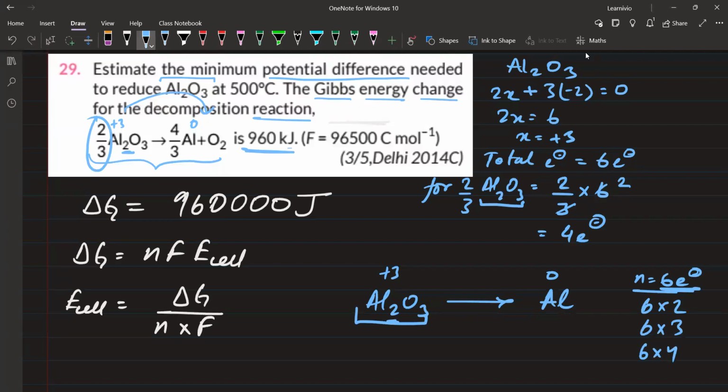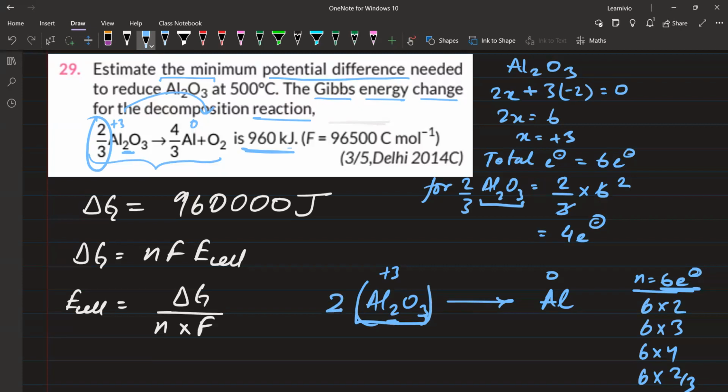But how many moles are we having here? We are having 2 by 3 moles. So we will be writing 6 into 2 by 3. Now it makes sense. दो चीजें हो रही हैं, ध्यान दीजिएगा. Once again, I am telling you. First of all, we are going to look at the change in the oxidation state for aluminium. 1 aluminium is going under change +3 to 0. In this molecule only, we are having how many aluminiums? 2 aluminiums. So for 2 aluminiums, there will be a change of 6 electrons.